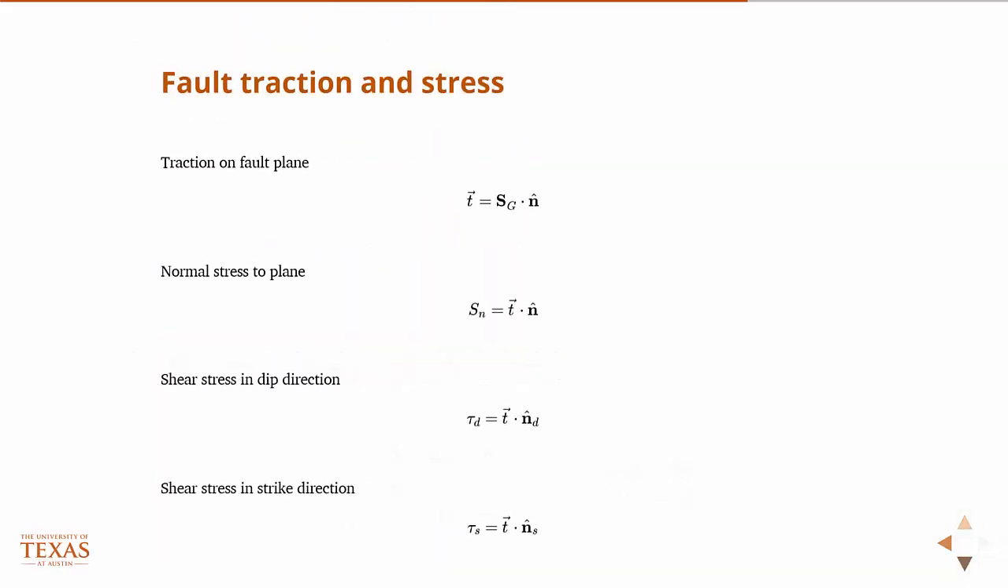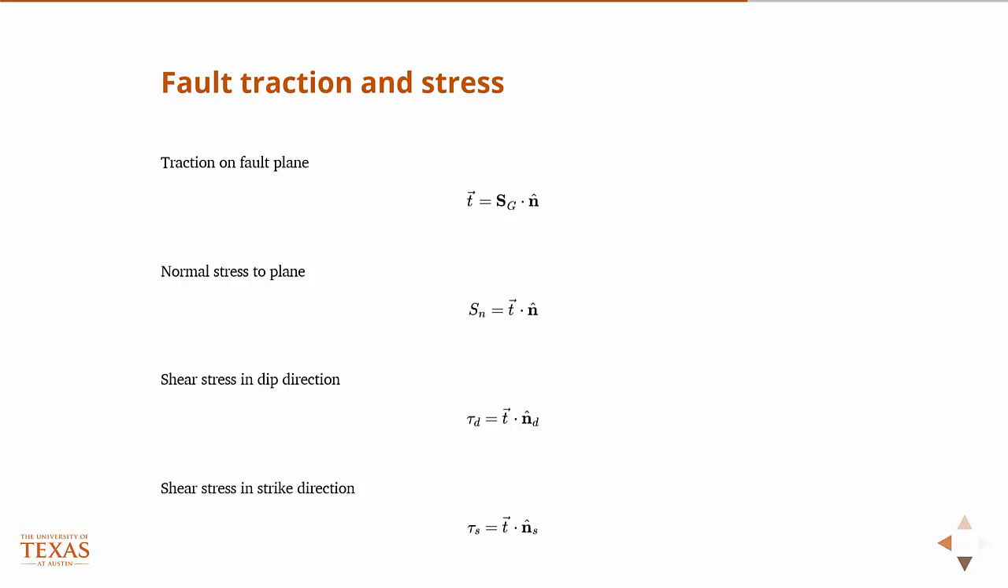This is just the equations I just wrote out, with some explanation of what they are. Normal stress to the fault plane, shear stress in the dip direction, shear stress in the strike direction. And we'll see soon that it's the ratio of the normal to the shear which indicates whether something's going to slip or not, which should be intuitive to all of us, if you know anything about friction.